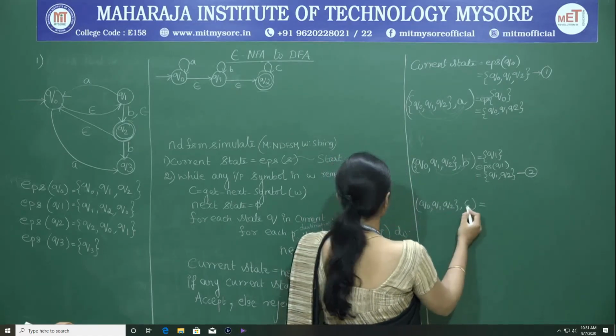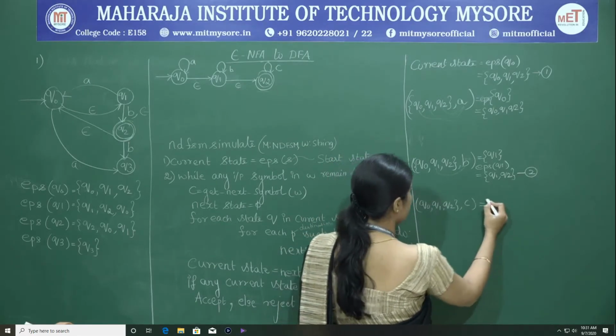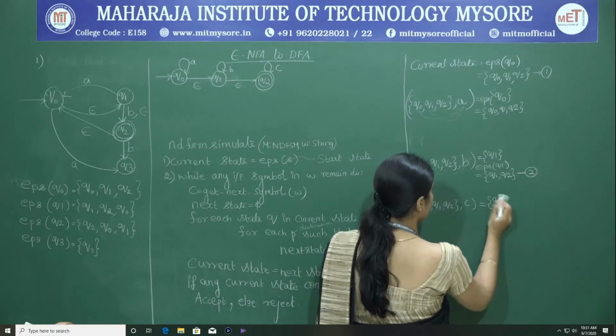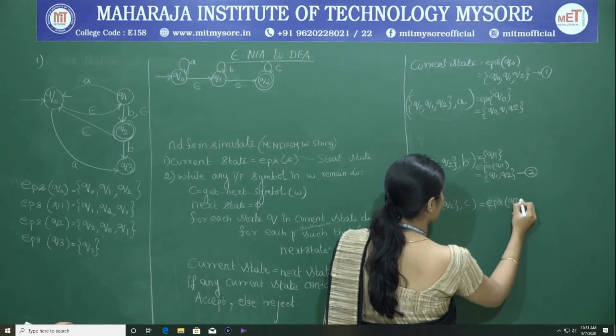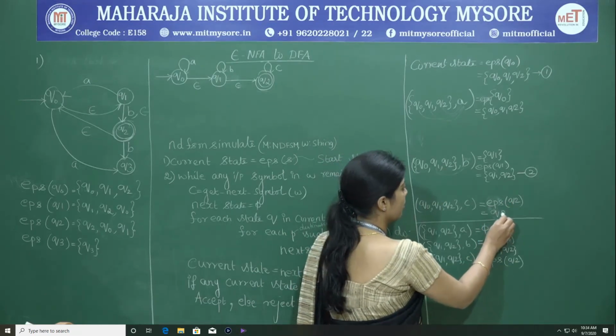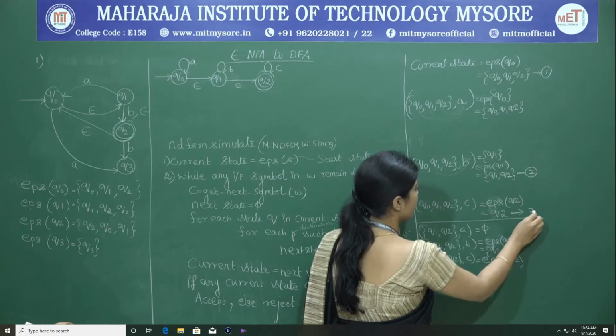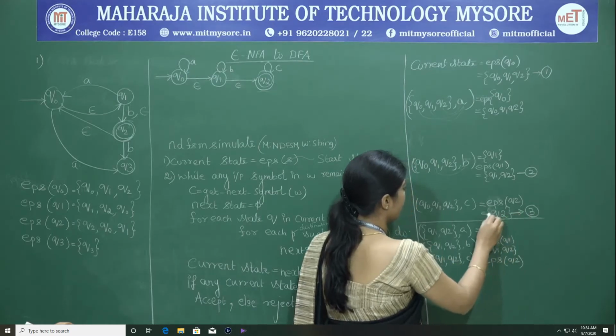Next, from Q2 only we have a transition on C. Therefore the result is EPS of Q2, and EPS of Q2 is nothing but Q2. So this is going to be the third new state of the DFA.